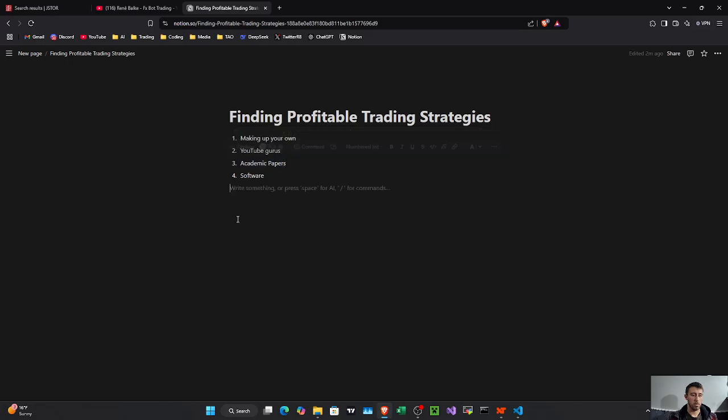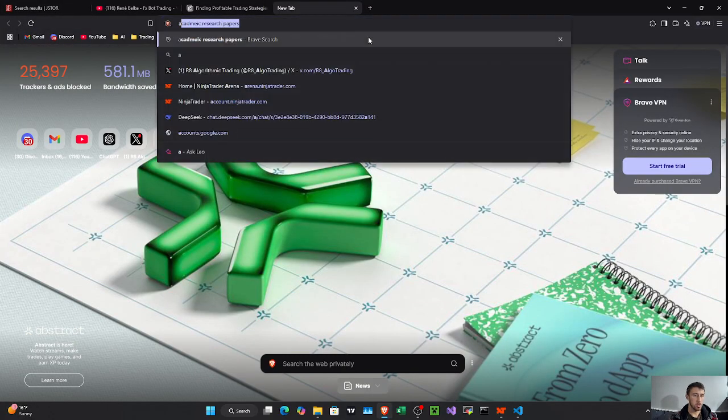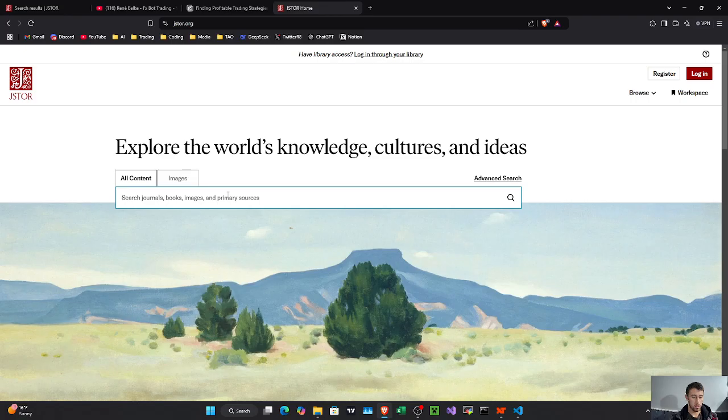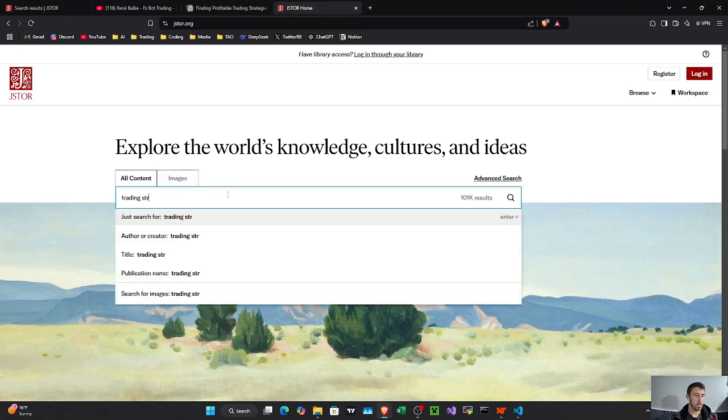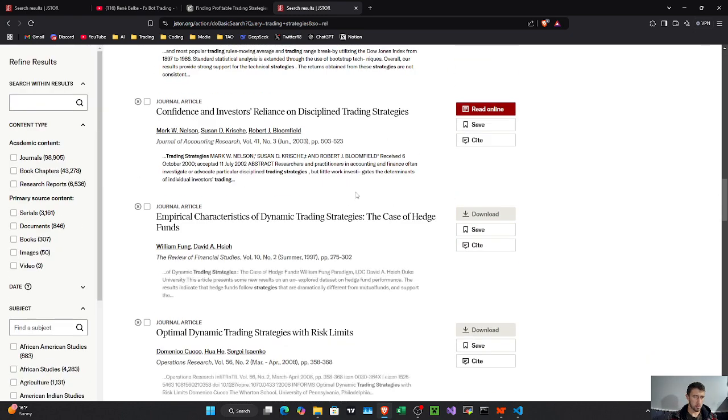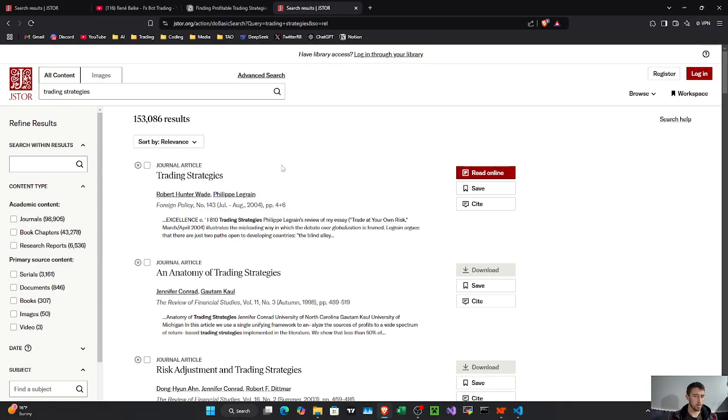The next way to find strategies, and this one I think is probably going to have a higher success rate than the other two, but also might take more time, is academic papers. So this is what I did for a while, and it does take more time, but also you're more likely to find a good strategy. So you can just search up academic research papers. This is the one that I like, and just do trading strategies. Now you have all these, and a lot of them will give strategies.